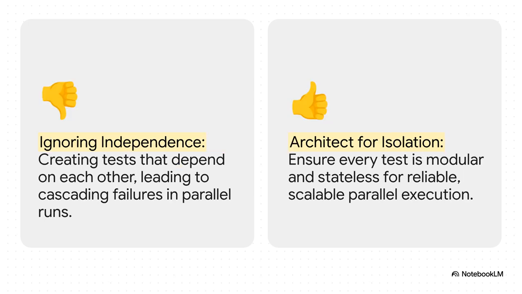Here's another pitfall that can drive you crazy: creating tests that depend on each other. Where test B won't work unless test A ran first. When you try to run those in parallel, you get total chaos, a domino effect of cascading failures. So the pro tip is to architect for isolation. Every single test should be its own little island, able to run completely on its own. This is what gives you fast, reliable, and scalable results.